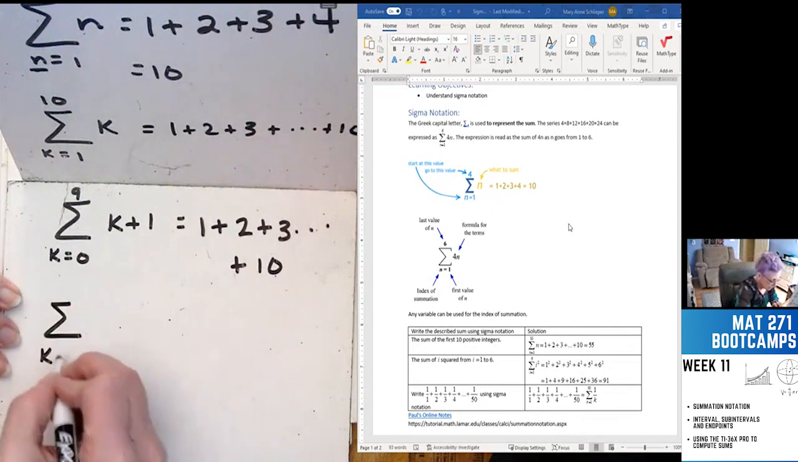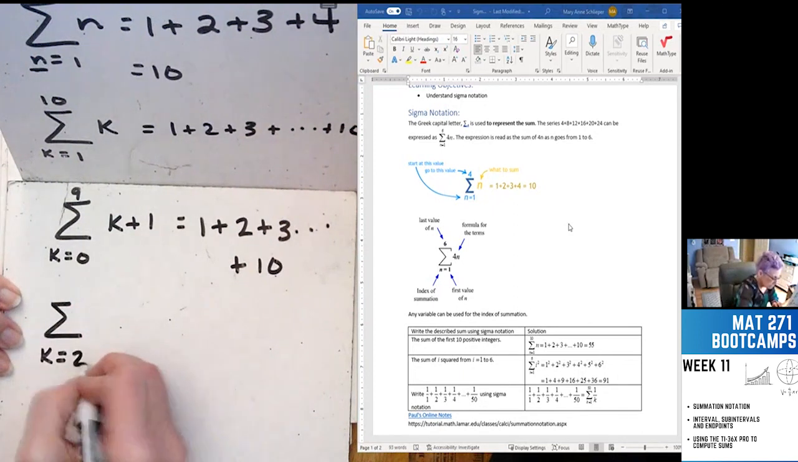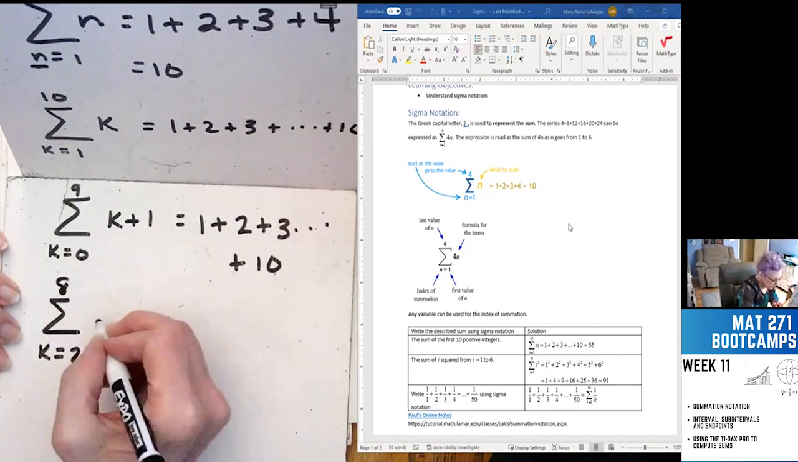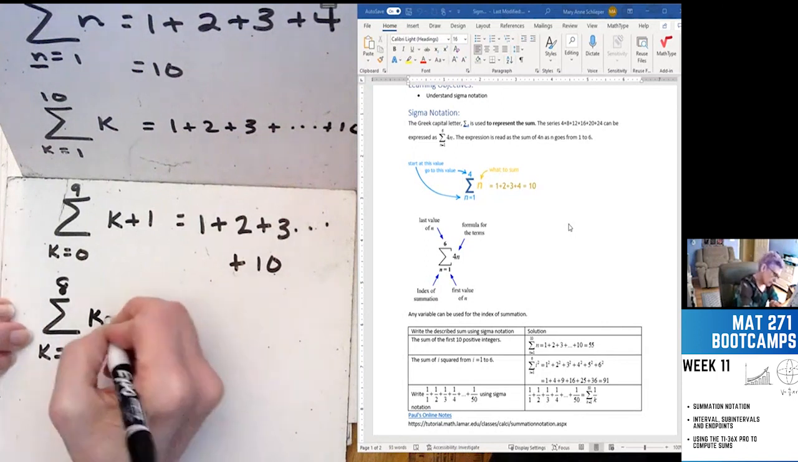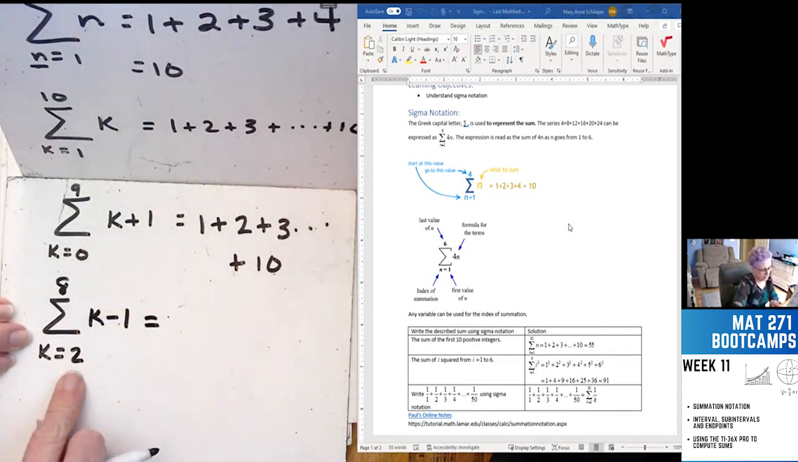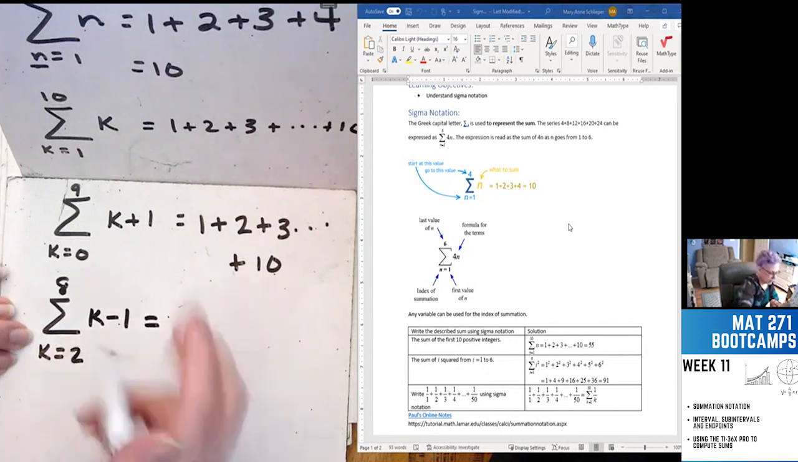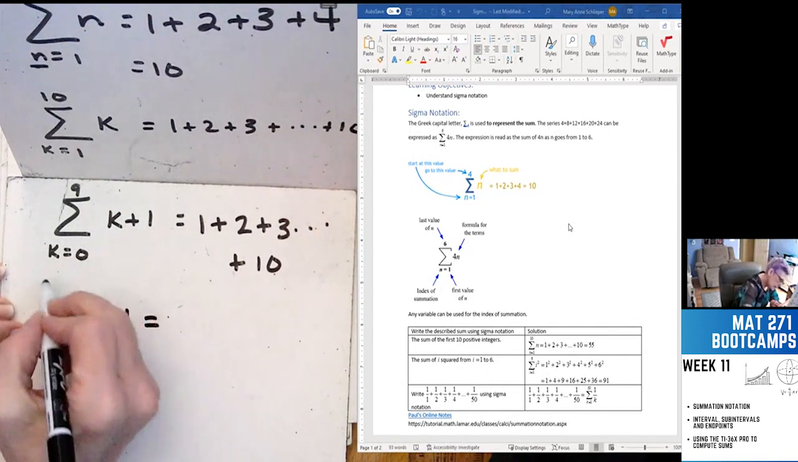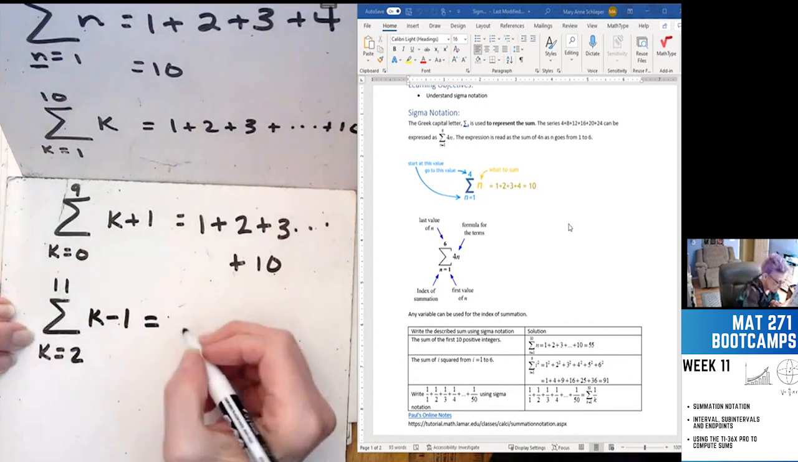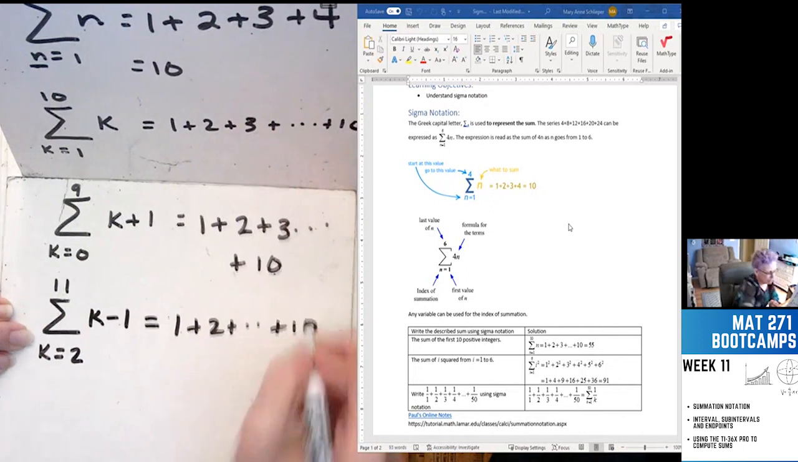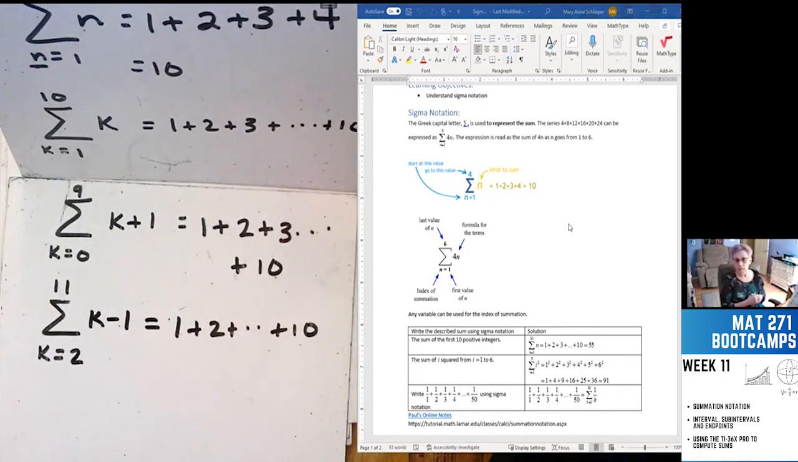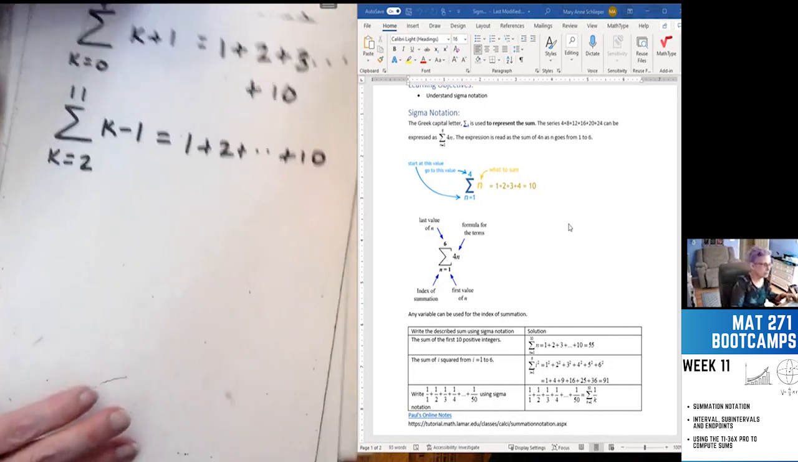If you wanted to have your K start at 2, then you could go to 11, and it would be K minus 1. So when K is equal to 2, you'd have 2 minus 1. And the ending wouldn't be 8, it would be 11, because you wanted to add up 1, 2, all the way up to 10. So you can have your starting point anywhere you want it to be. You just have to make sure that you're getting what you want when everything is added up.